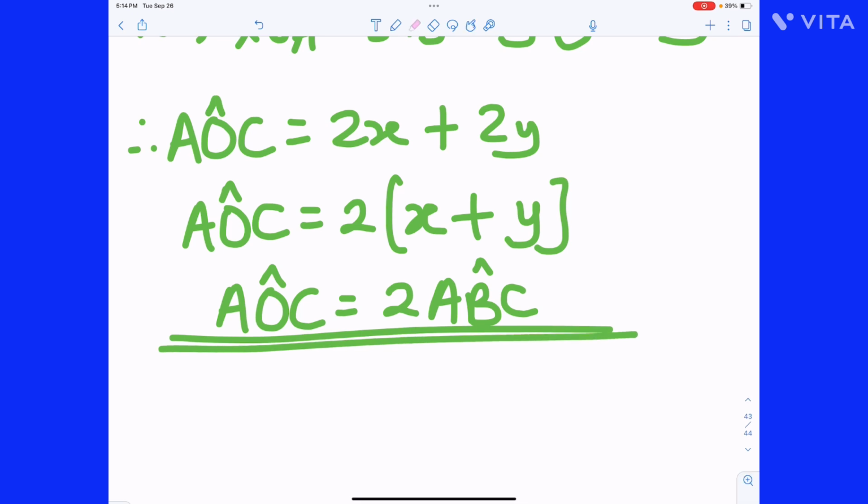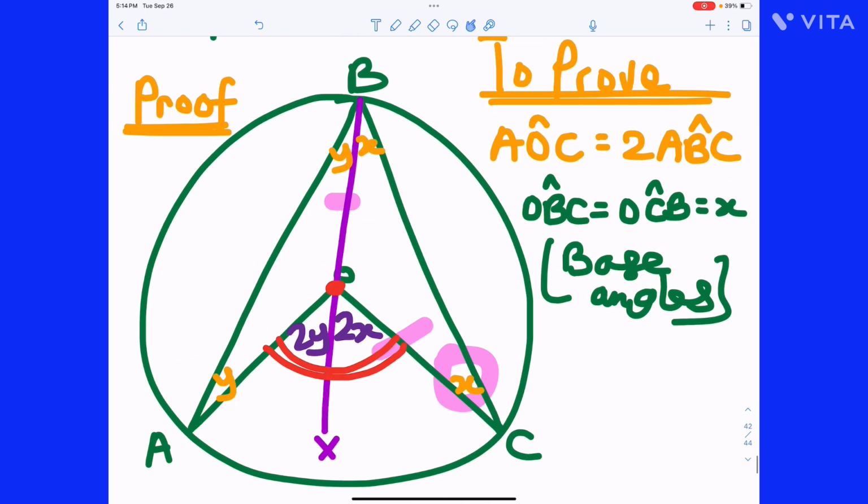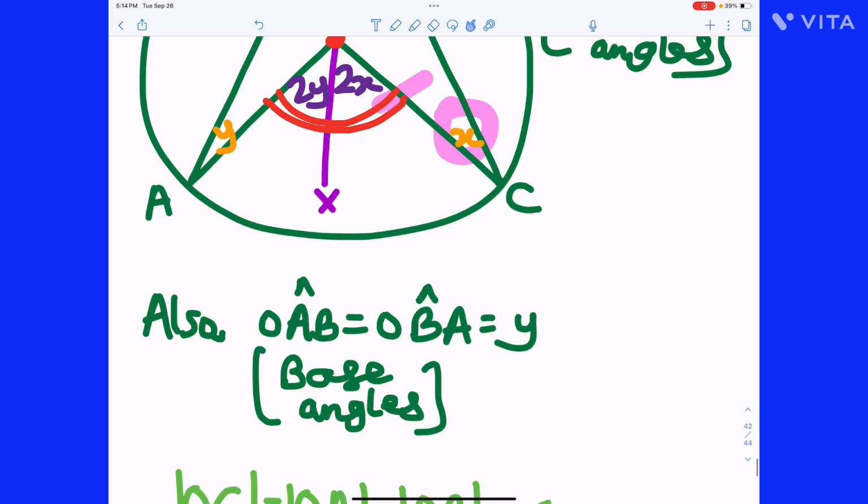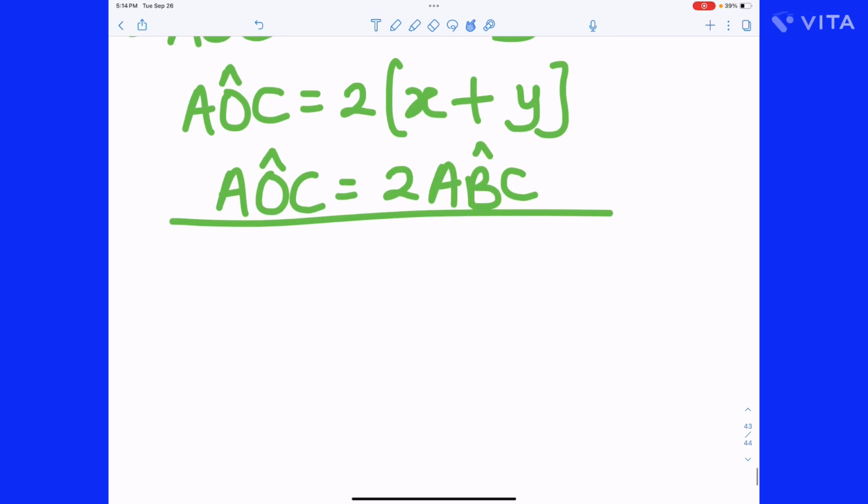Because as you can see from the diagram, x plus y is the same as angle ABC. Angle ABC is x plus y. So this is angle ABC, x plus y. So if AOC is 2 times x plus y, that means AOC is equal to 2 times ABC. We have completely written the proof for that theorem like that.